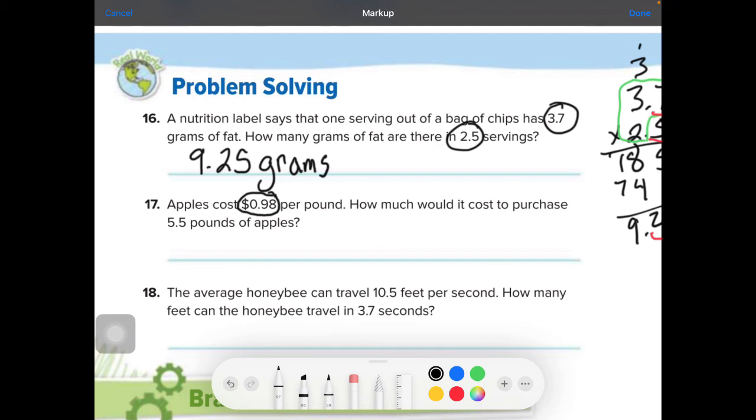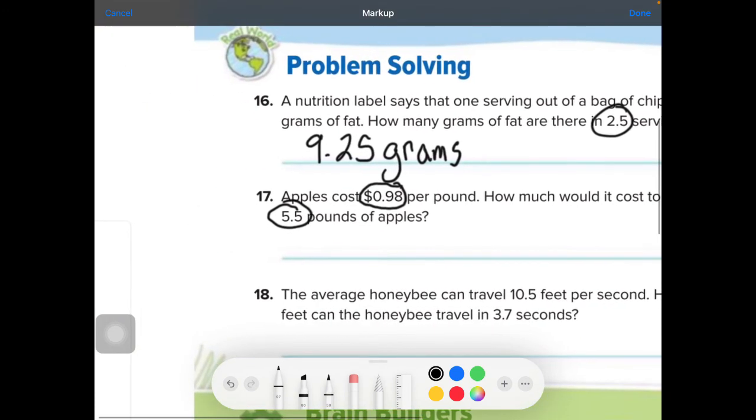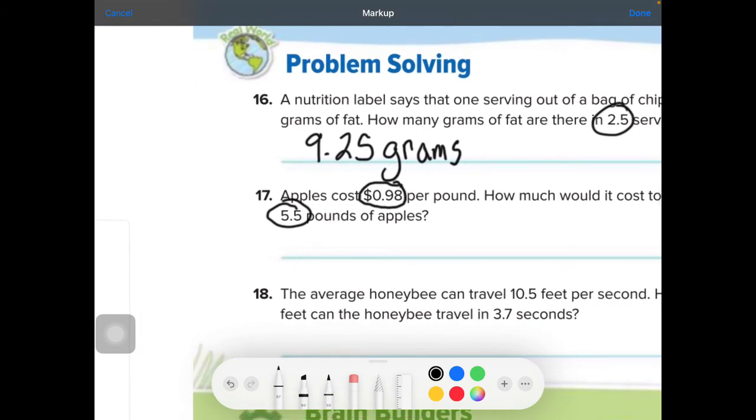Apples cost almost $1 a pound. How much would it cost to purchase this many pounds? I wish it would just say estimating. That would be a lot easier. All right, they want us to do it the hard way. We can do it. We can do hard things. So I'm going to do 0.98 times 5.5. Now ignore the decimals and let's just do the multiplication.